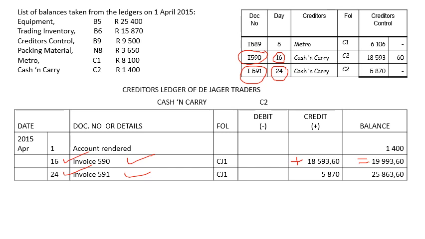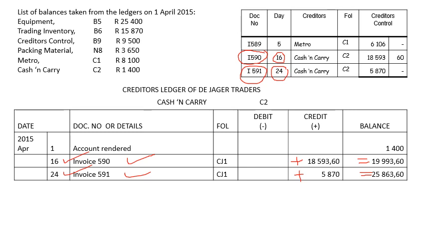Then on the 24th, according to invoice 591, we saw this in the CJ. We bought goods on account of 5,870. So I'm going to add that to our debt, and our new balance is 25,863 Rand and 60 cents.